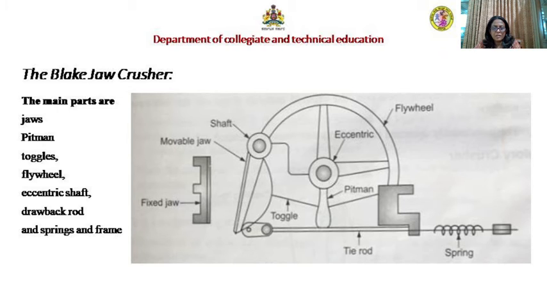In this machine, the pitman oscillates, and this movement is given to the pitman by the eccentric. When the pitman oscillates in the vertical direction, that is conveyed to the jaws by means of toggles. As a result, the movable jaw reciprocates, that is, moves back and forth during the operation of the mill.